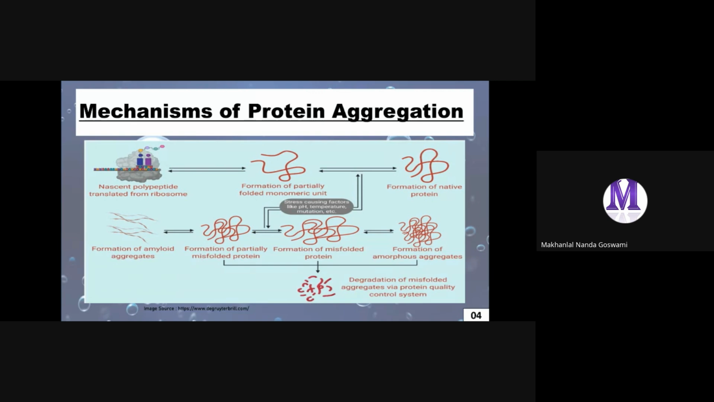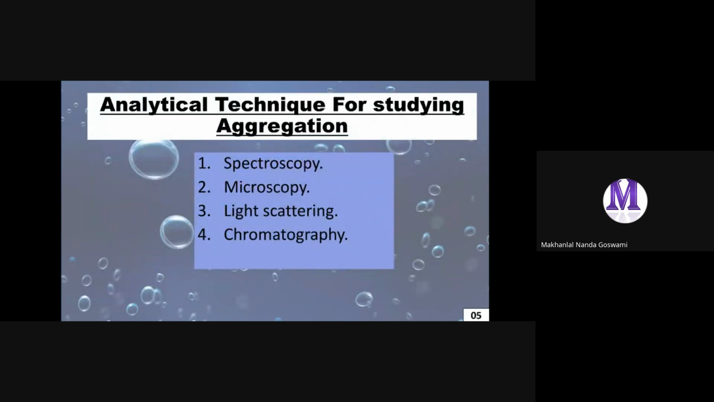And moving to the next slide, analytical techniques for studying aggregation. Modern advances in both analytical and computational approaches now allow scientists to better predict, detect, and control protein aggregation events. The use of highly sensitive and specific tools is improving the reliability of therapeutic protein products and preventing unwanted immune responses in patients, and includes spectroscopy, microscopy, light scattering, and chromatography.